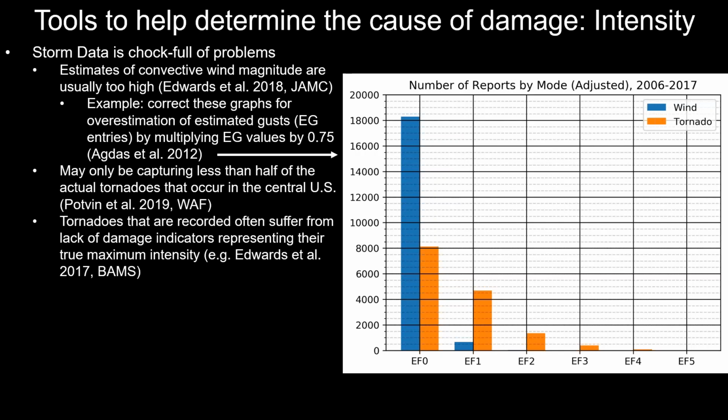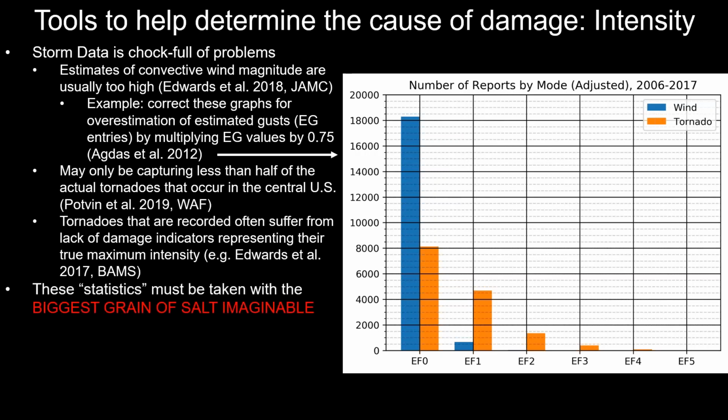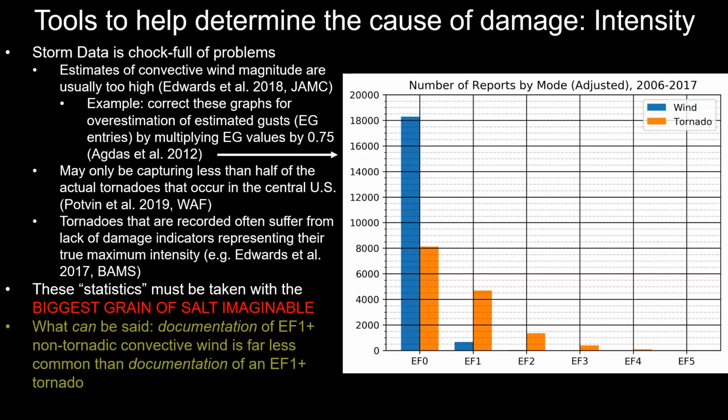And of course, there's issues with actually ranking the tornadoes based on whatever available PIs are out there on any given survey. So with all these issues, these quote-unquote statistics must be taken with a grain of salt. But what we can say is that historical documentation of EF1 plus non-tornadic convective wind is far less common than documentation of an EF1 plus tornado.